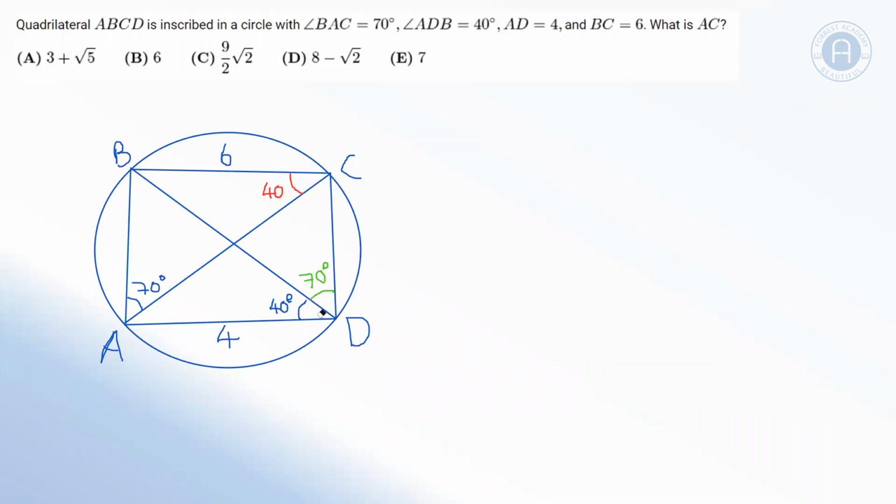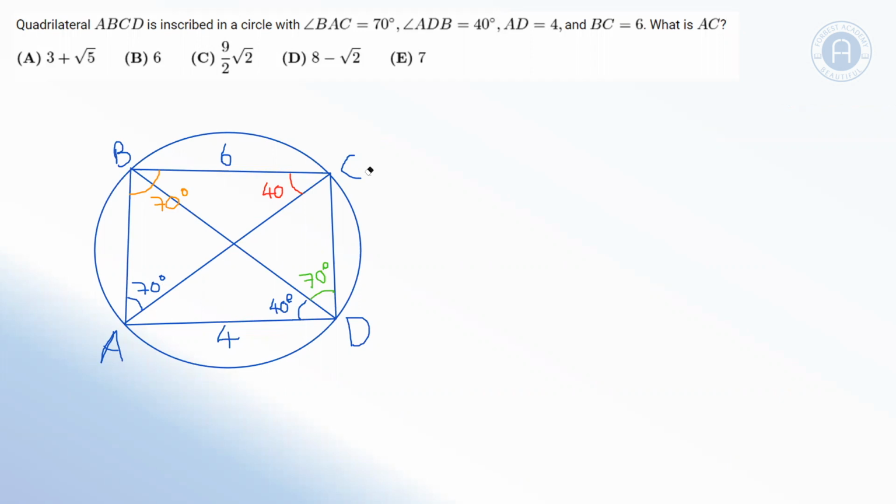Okay, so what else can we work out? Well, we've formed a couple of triangles now, so we can also fill in some angles there. So we've got triangle BAC, and we've got two of our angles inside of it. So 70, 40, our last angle there, ABC, must equal 70 degrees. Now we're trying to work out side AC.